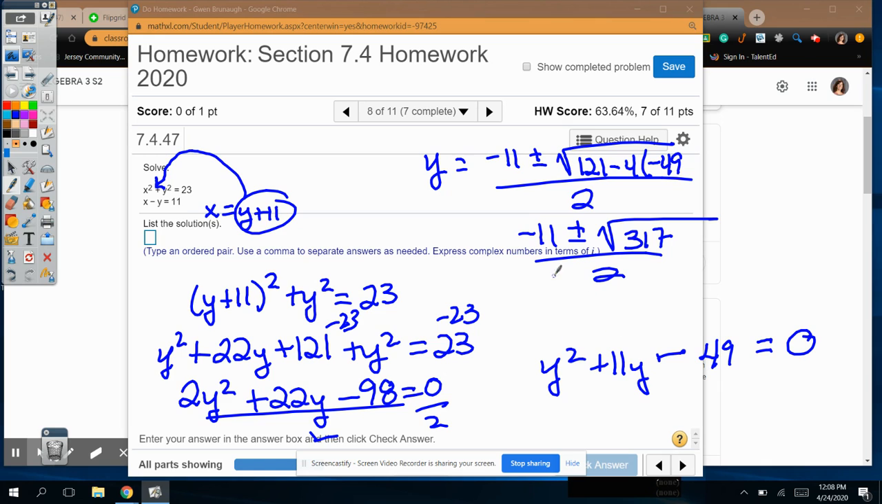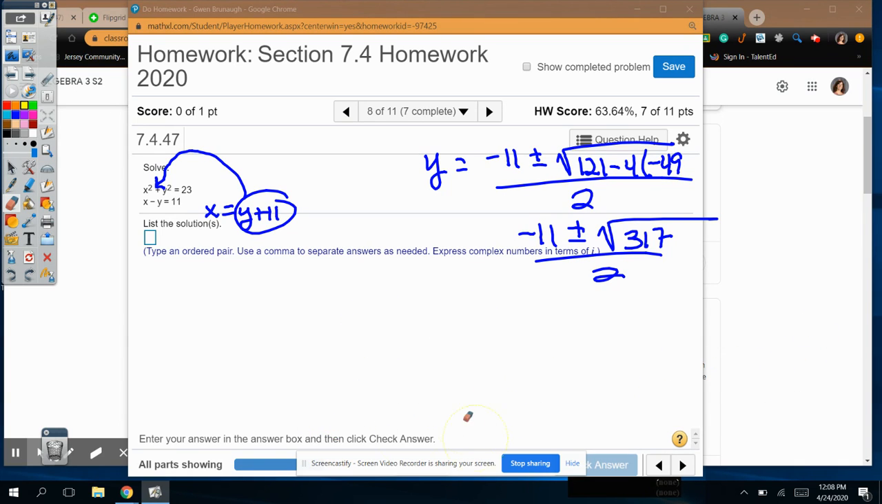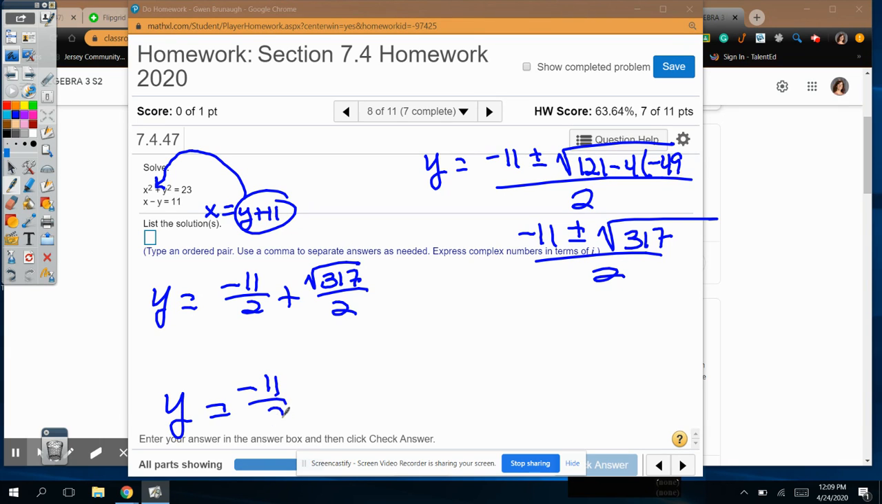So now I got to plug those in to find x. Disgusting. Okay. So I'm going to write this out a little bit better here. So y equals negative 11 over 2, plus the square root of 317 over 2. That's one of the y's. And the other y is negative 11 over 2 minus the square root of 317 over 2.